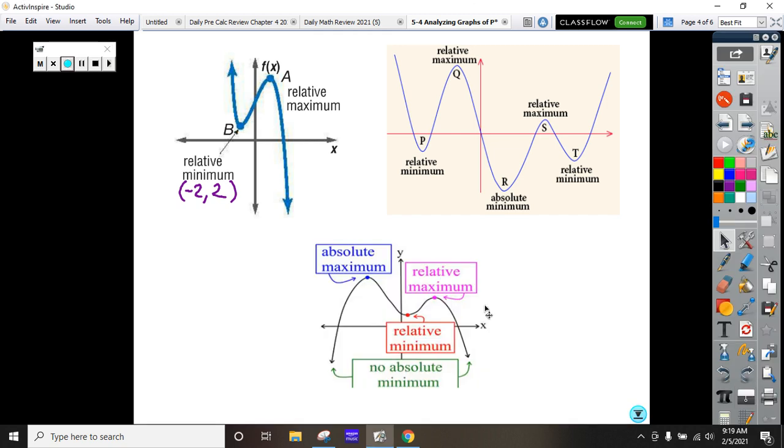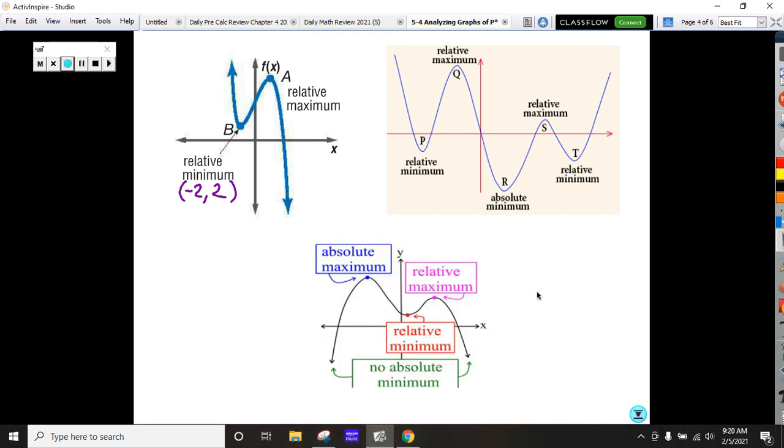But this graph here is a little bit different. So it's going up for a while, then it hits this point, turns and goes back down. That's a maximum, and it is the highest the graph goes, so it does have an absolute maximum. Then it turns and goes down for a little bit, hits this point, turns and goes back up, so we have a relative minimum. But again, there's no absolute minimum, because there are parts of the graph that are lower than this one.